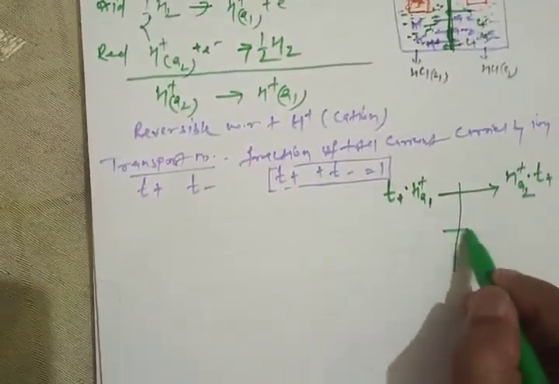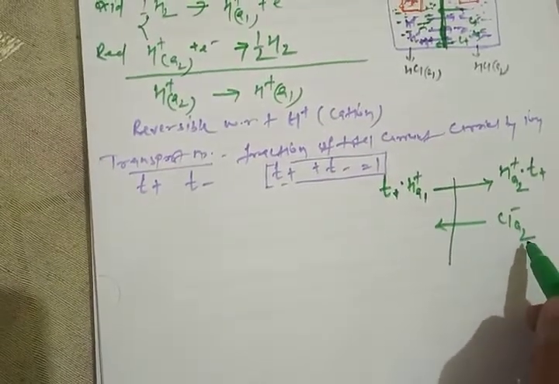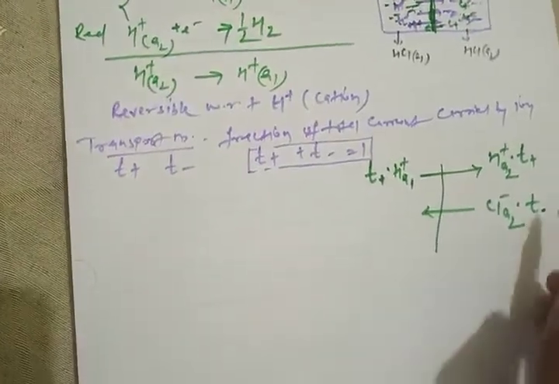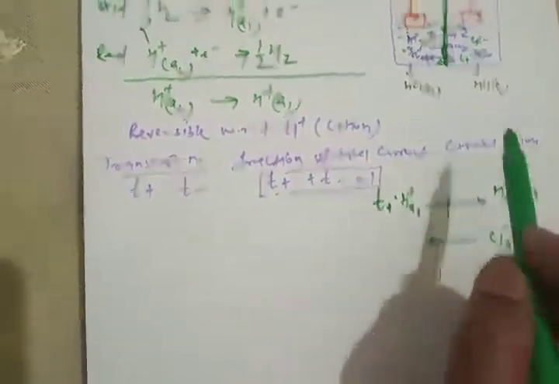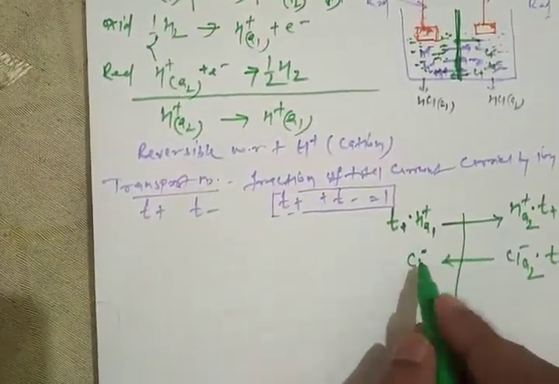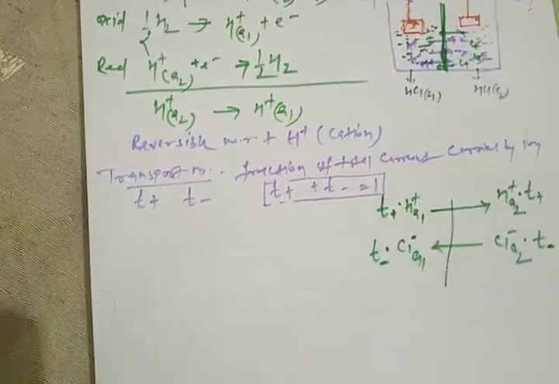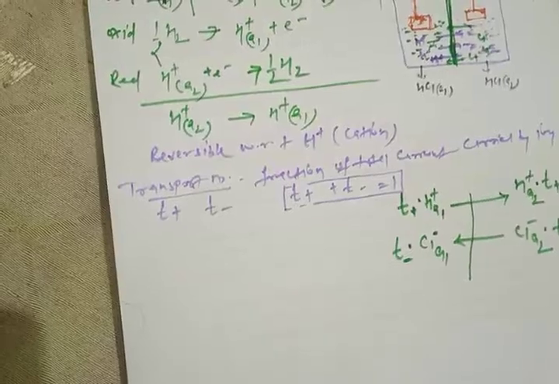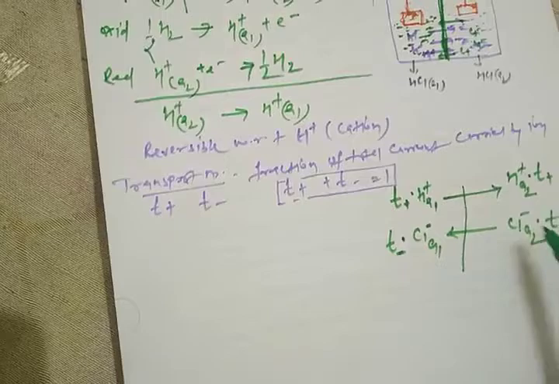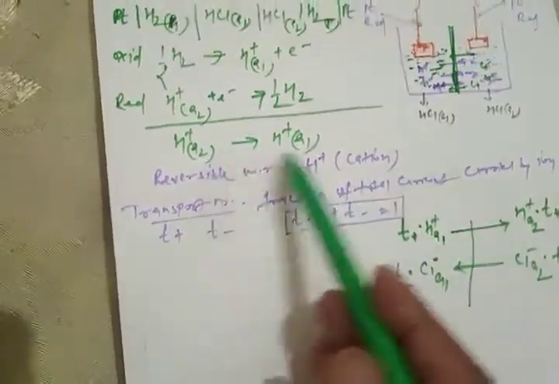So in the second case, what will happen? The chloride ion of A2, we can multiply this with the transport number of anion. This will be moving towards this side, chloride ion of A1, with the transport number. Got it? The H ion is moving towards this side and chloride is moving towards this side. This additionally takes place apart from this transition.